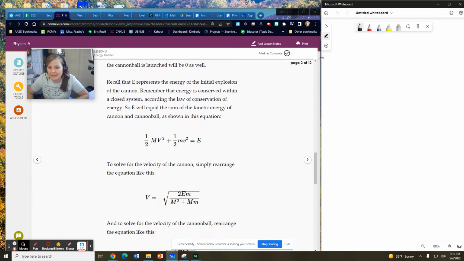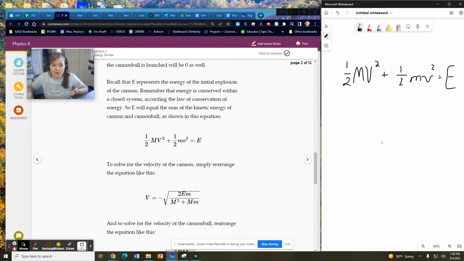So we can say that the kinetic energy of the cannon is 1/2 times big M, because we're talking about the big old cannon, times the velocity of the cannon squared. And if you add that to the energy of the cannonball, which we're going to use little m and little v to represent, and I'm going to write my little v just a little different just so that I don't mess up, that is going to equal big E, which we use to represent the total amount of energy, right?